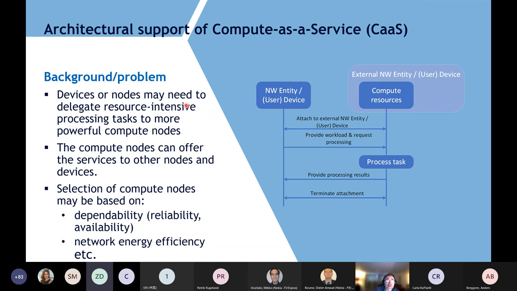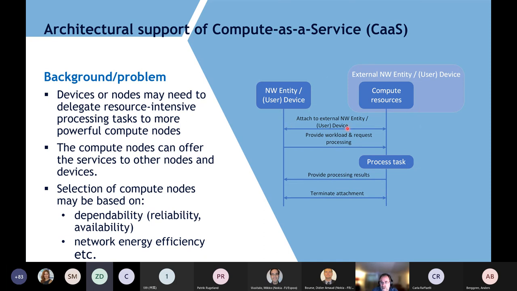Then just a little bit about compute as a service, which we have also thought about. The idea here is, as you know, that we have some sort of device, for example, that has a massive amount of computing to do, and it doesn't really want to do it itself. It wants some other node to do this compute for it. So then it can find compute resources here. And the compute resources could be any network entity, and a device also. So we need a method to connect these devices or entities with each other via this schematic protocol we have here.